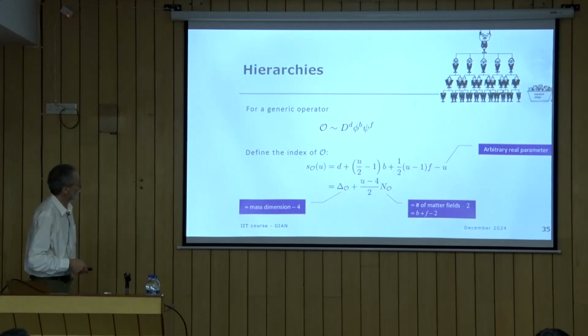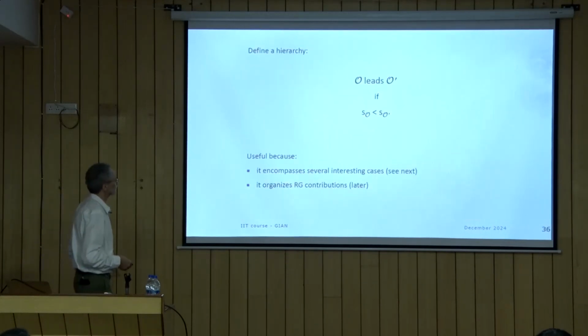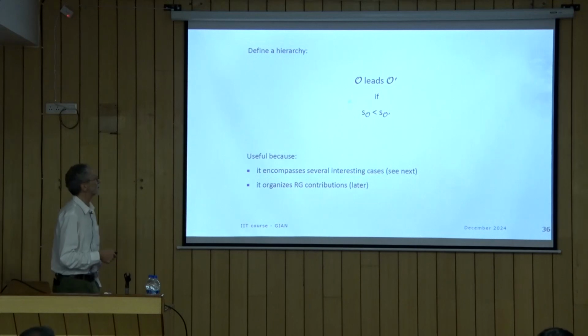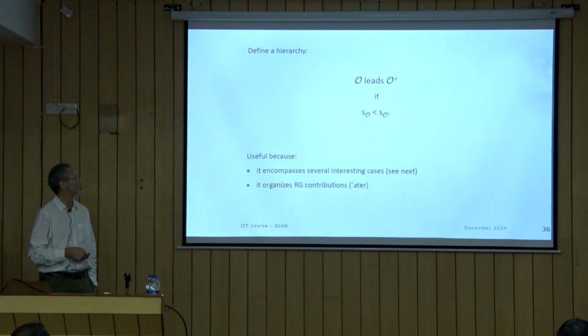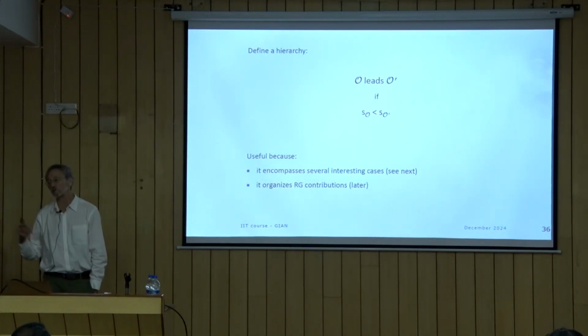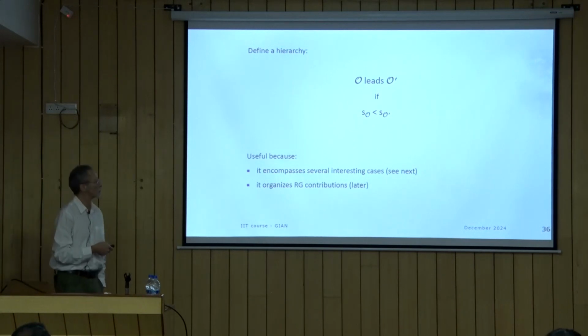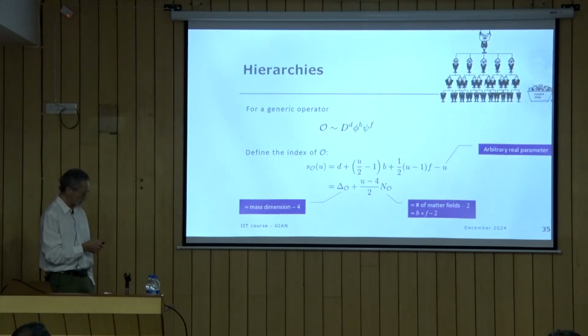Okay, so I am going to use this index to say that O leads O prime. So O is more leading than O prime if the index of O is smaller than the index of O prime. And later on we'll see, in fact, you can check that if you choose S to be any particular number, the number of operators that could possibly have that index is finite.